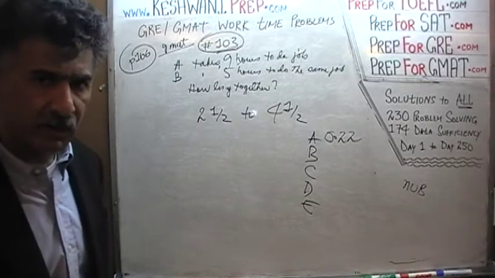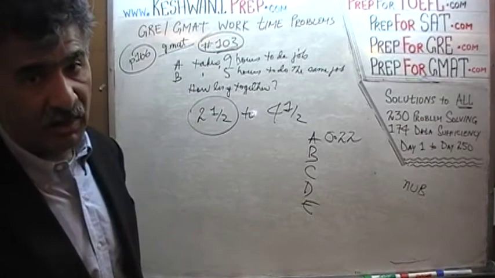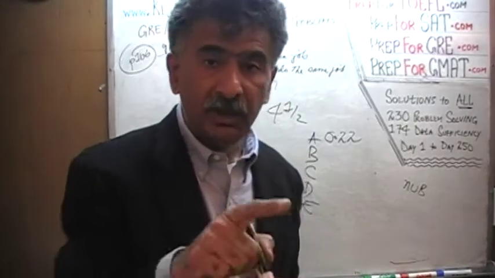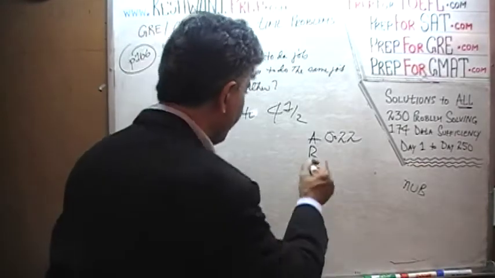It is impossible. Even if both of them work as fast as the fast guy, even in the best case scenario, they will require 2.5 hours. If one guy takes 5 hours to do the job and the other guy also takes 5 hours to do the job, they will still need 2.5 hours. And yet there is an answer choice, 0.22.